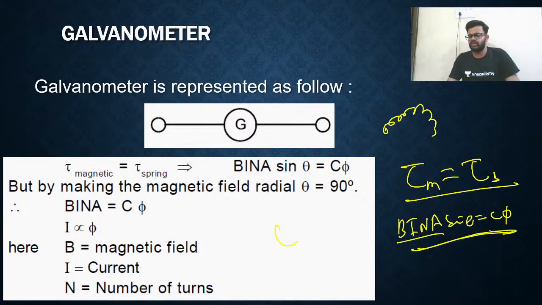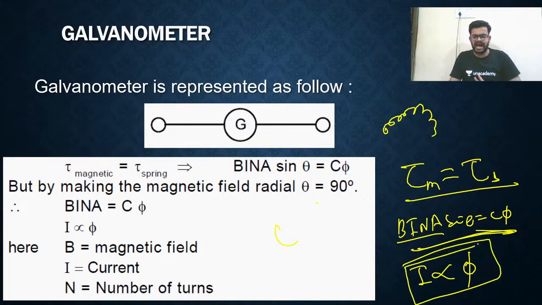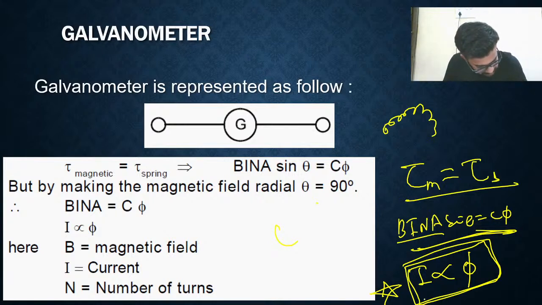Definitely you don't know these things properly now. You will learn it anyhow in the magnetism chapter. So I am just giving the information, I have written the formula. I just wanted to say I is proportional to phi. This thing you need to remember. I is proportional to phi, where I is current and phi is the deflection of the needle. That's all. This is the thing you should remember.